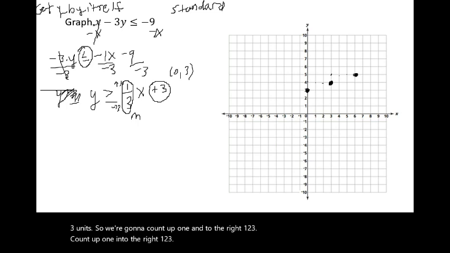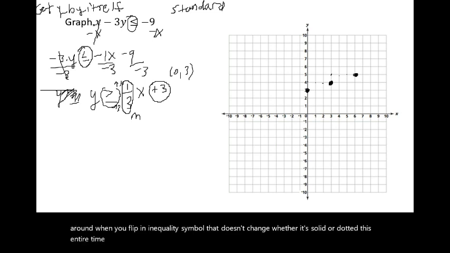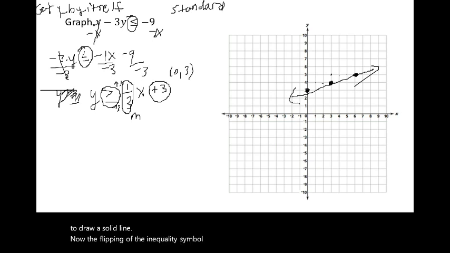Now for whether this is a solid line or a dotted line, it doesn't really matter when you flip an inequality symbol, that doesn't change whether it's solid or dotted. This entire time it was some sort of or equal to. So since this is a greater than or equal to, I'm going to draw a solid line. Now the flipping of the inequality symbol does change where you need to shade.